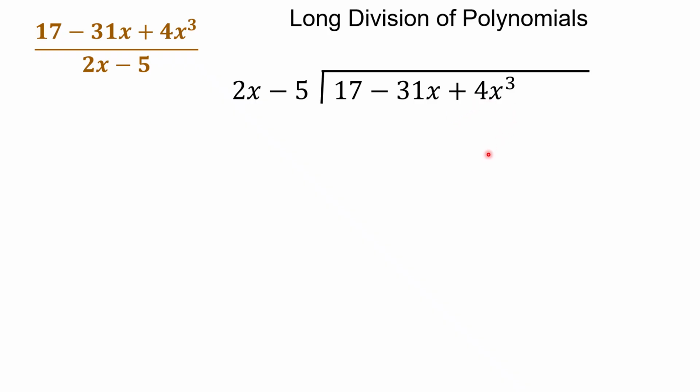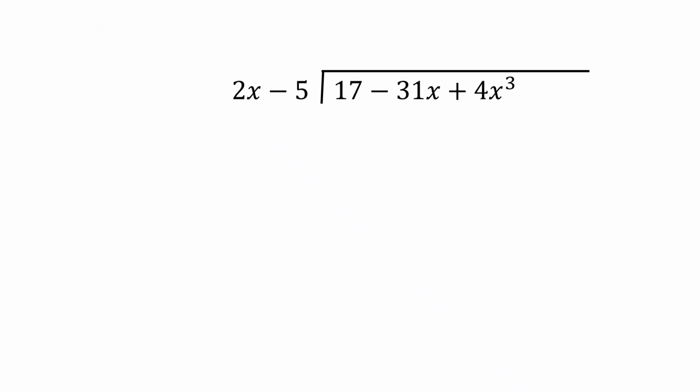Okay, in division of polynomials, the very first thing we have to make sure is that both polynomials are in standard form and no missing terms. So as we look outside, we see the 2x minus 5, this is the divisor, is in standard form. However, inside, we have 17 minus 31x plus 4x to the third. Definitely not in standard form. So let's rearrange, and now it becomes 4x to the third minus 31x plus 17.